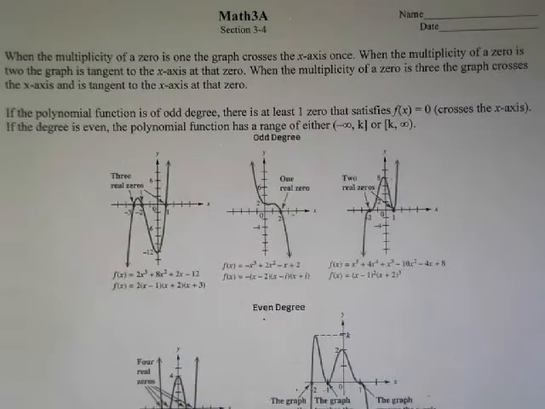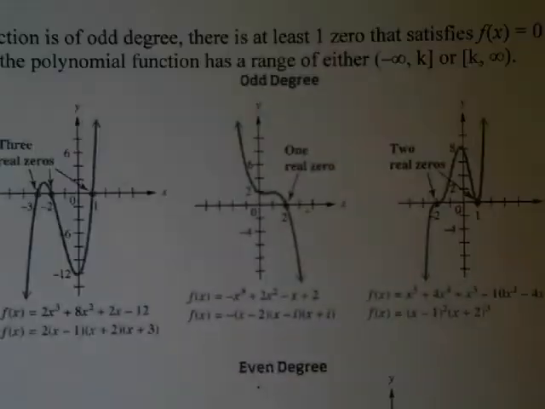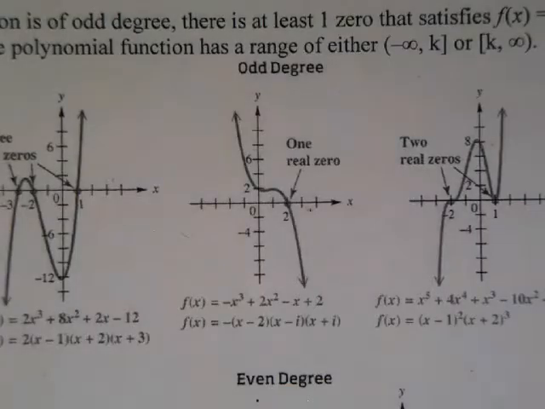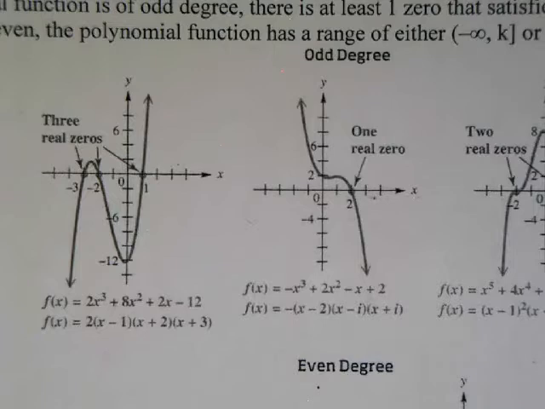So if we look at the graphs below, and let's go ahead and zoom in a little bit so they're a little bit easier to read. For instance, in this first graph, that function has 3 different real zeros. One of them is at x plus 1, one of them is at x minus 2, and one of them is at x minus 3.